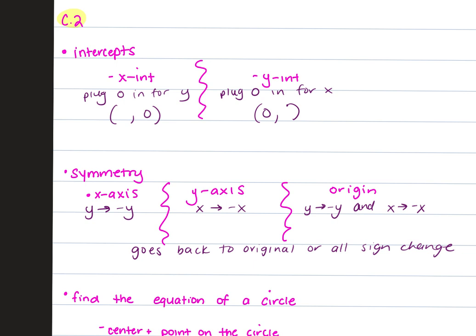You could have all three. You could only have origin. You can have x and origin, y and origin. If you have x and y, you automatically have origin. It's the only thing that's guaranteed.